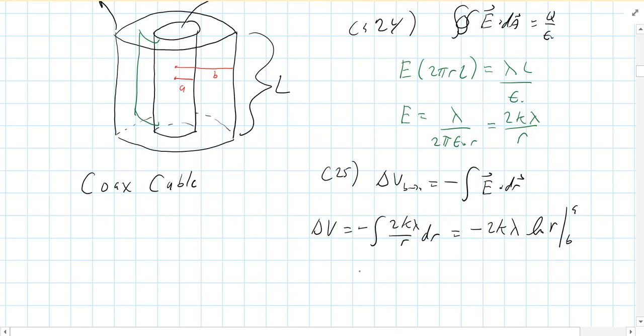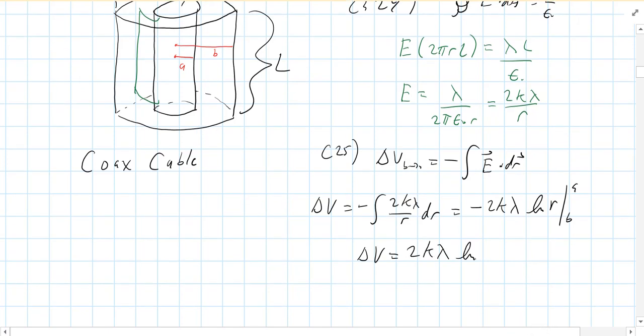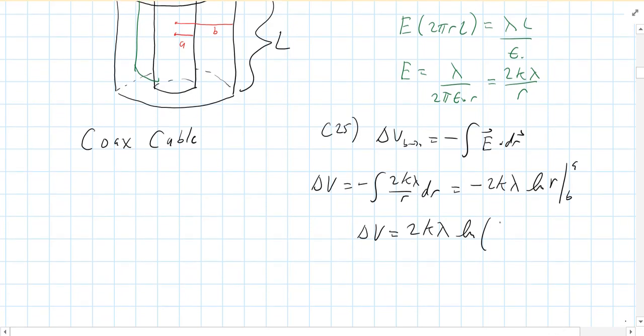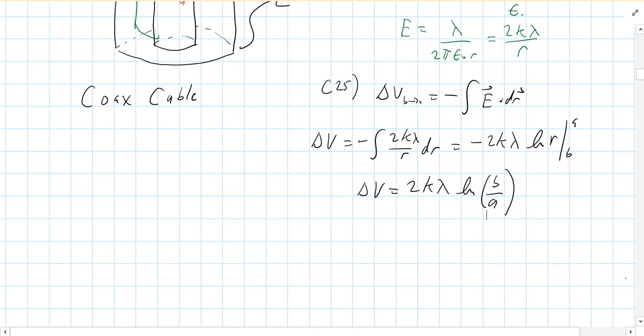And if you do this, you get delta V is 2k lambda natural log of A over B. Whoops, scratch that. It's negative natural log of A over B, which turns into positive natural log of B over A. So that's your change in voltage. That's chapter 25. Now we do the new stuff, which is actually the easiest part, chapter 26.